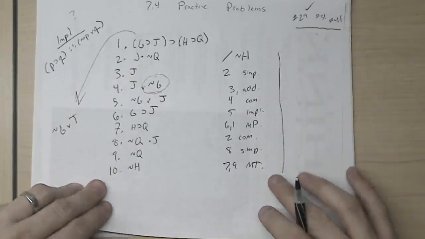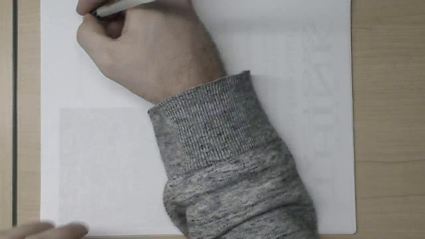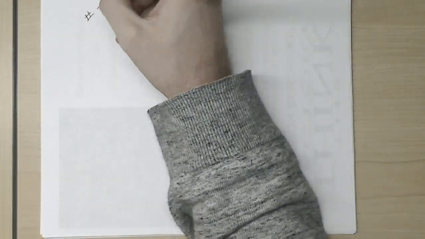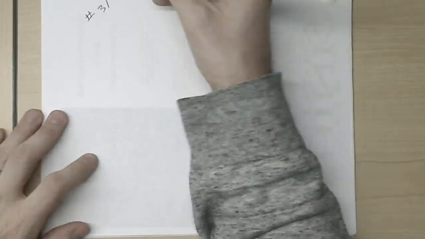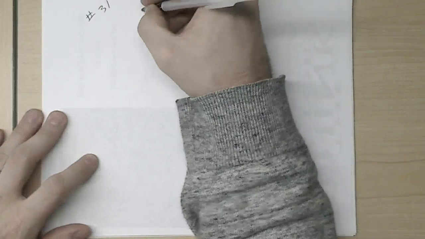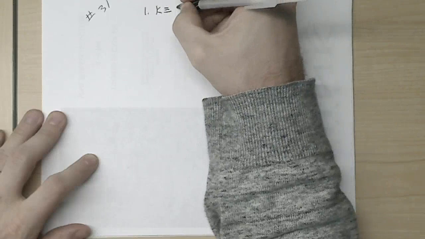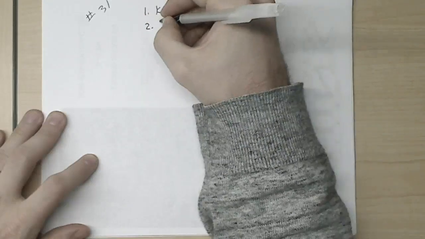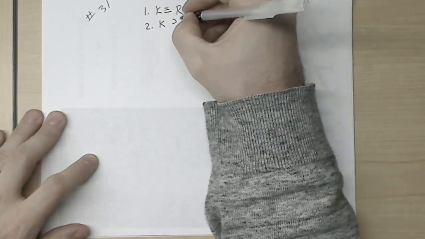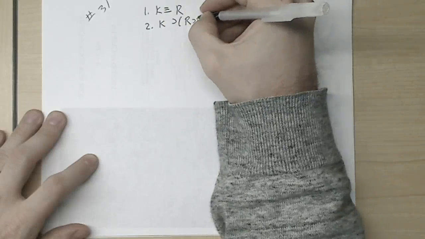So that's problem 29. Let's take a look here at problem 31. There are not too many problems that utilize the material equivalence. So I think this one is maybe hard in the sense that we're not used to using those rules.